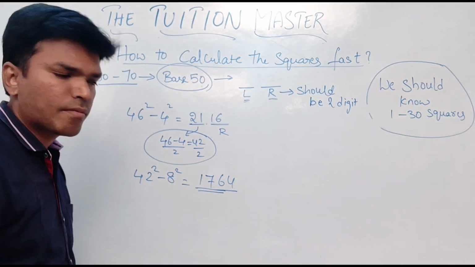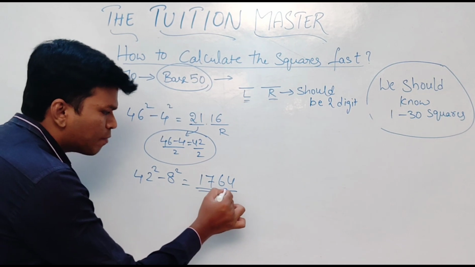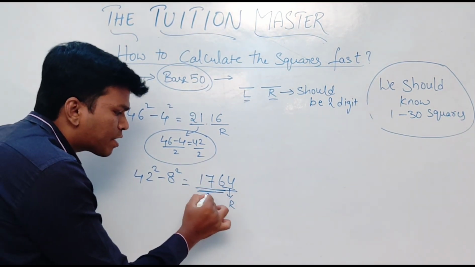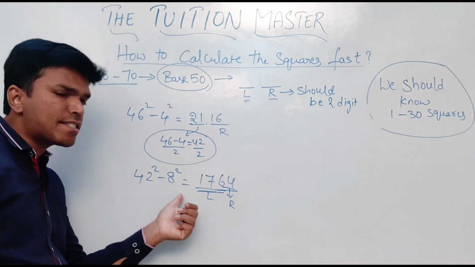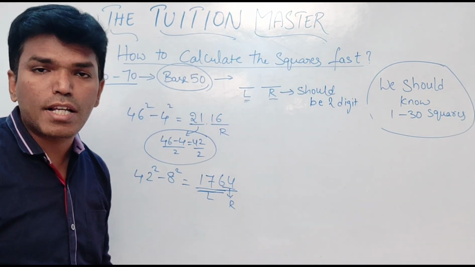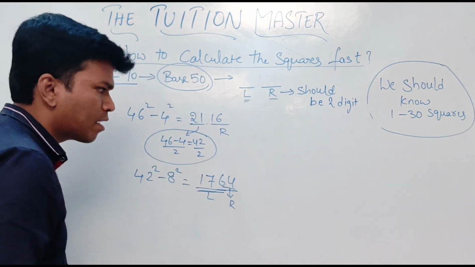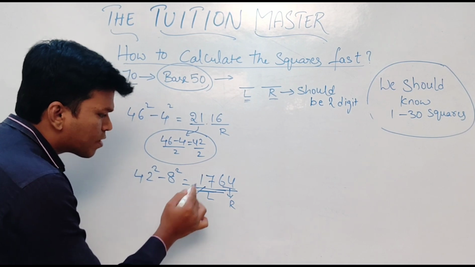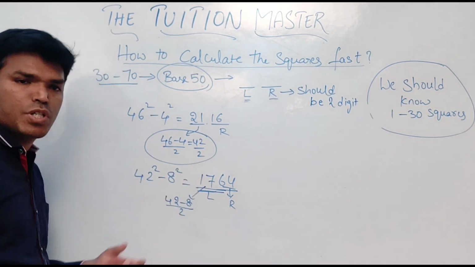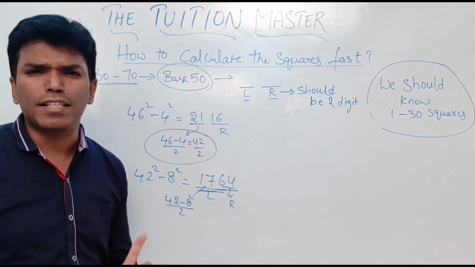Once again, 8 square is 64. That is my right side part. And the left side part, how will you get it? 42 minus 8 is 34. Make 34 half, that is 34 divided by 2, 17. That is my left side part of the answer. Once again, I am writing here how we got 17: 42 minus 8, by 2. First we do subtraction, then we divide it by 2. As simple as that.